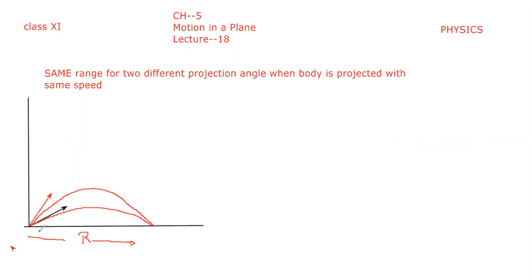So this is the speed u, this is the speed u, but this angle is theta and the second angle is alpha. Okay, so for both projectiles, the horizontal range is given in this question to be the same. So we can write R1 equal to R2.